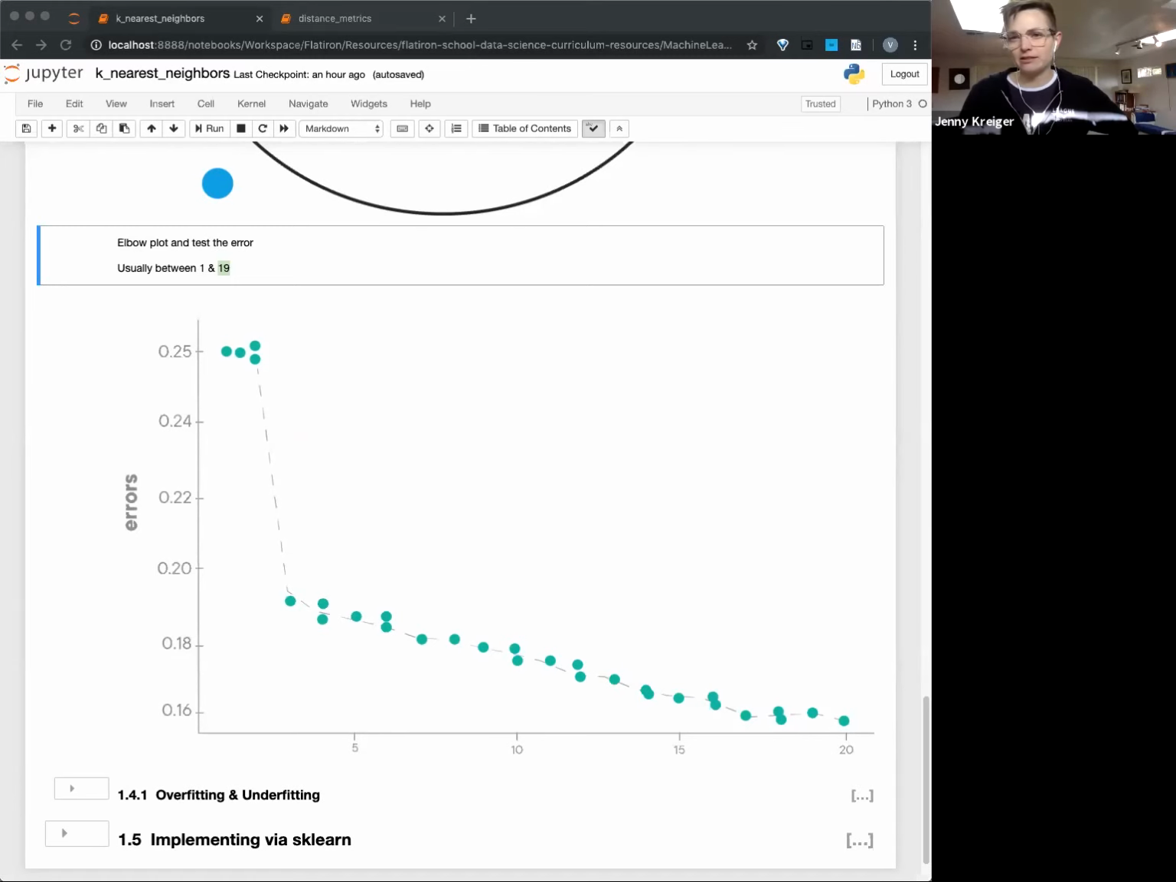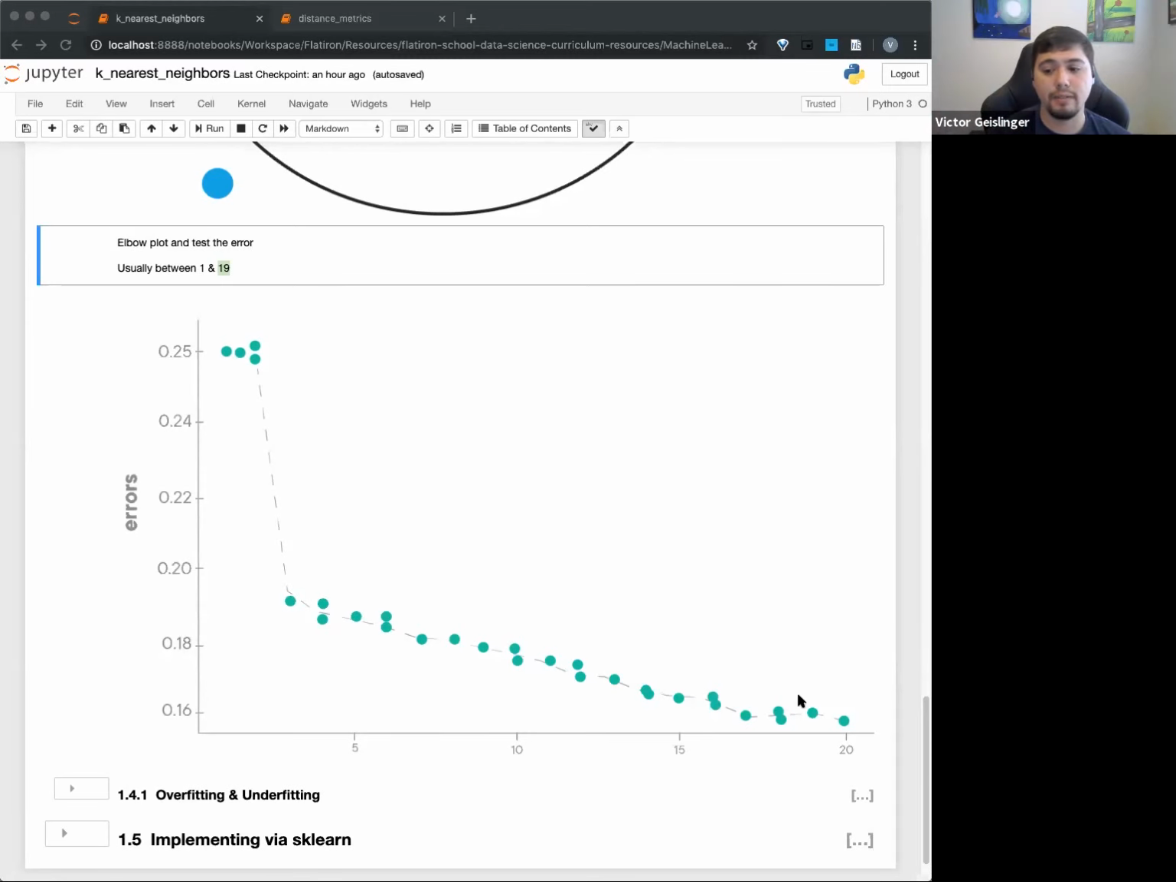Whichever class is more numerous. Yeah, right. It'll just guess it. Let's say red is more common. It's just going to guess red every single time, regardless of where it is in the set. So that's why you have to essentially limit how many points you have.